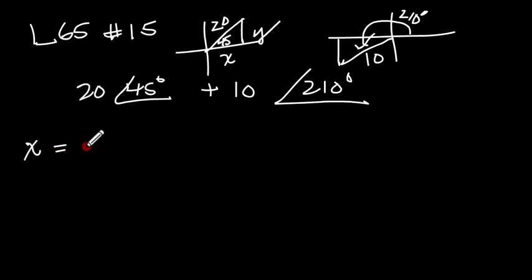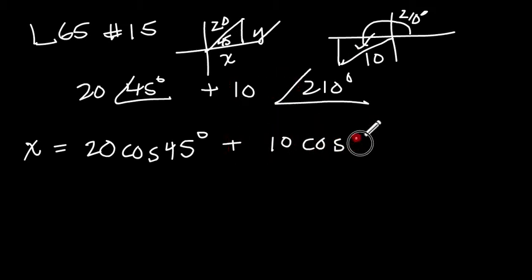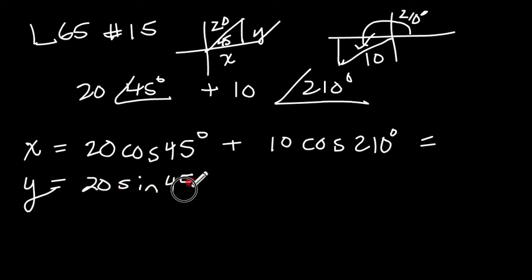I'm actually not going to calculate the whole thing. I'm just going to set it up for you. You can put it in your calculator. So for x, we're going to use cosine. So we say 20 cosine of 45 degrees plus 10 cosine of 210 degrees. Then we do our y. So we say y equals 20 sine of 45 degrees plus 10 sine of 45 degrees.